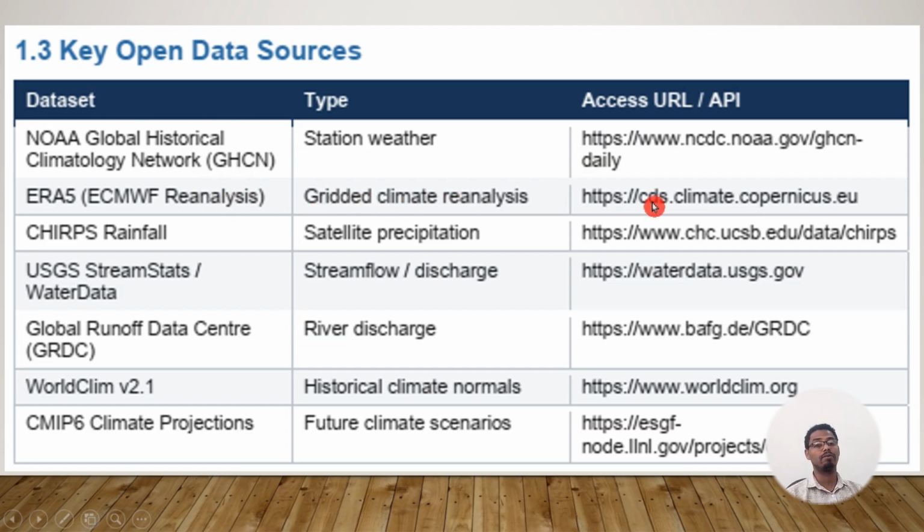CHIRPS is one of the well-known data sources for Ethiopia. For example, rainfall analysis can be done, especially monthly rainfall data analysis, for which CHIRPS is well suited. You can find the satellite precipitation data from this URL. The other one is USGS streamflow or water data. Streamflow with discharge can be obtained from this platform. And you can also get Global Runoff Data Centre, GRDC, river discharge.